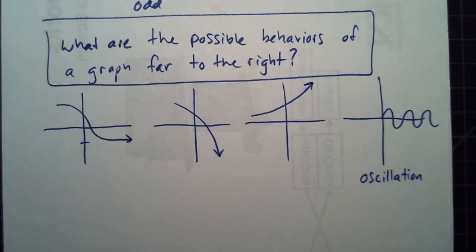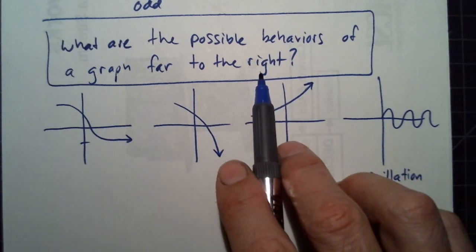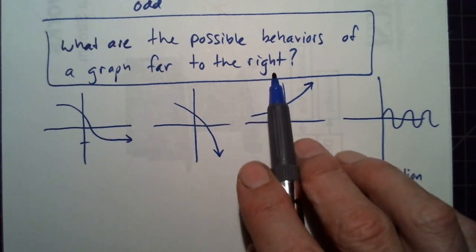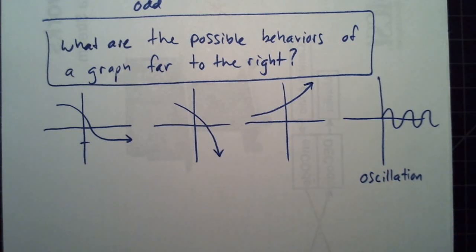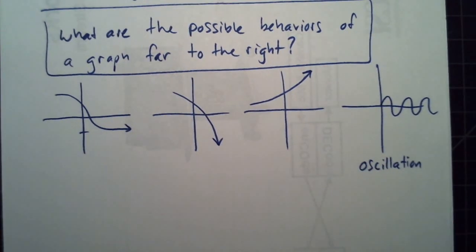So let's find out, and we'll call that end behavior. What happens far to the right is end behavior. Also, what happens far to the left is end behavior. So let's find the end behavior.